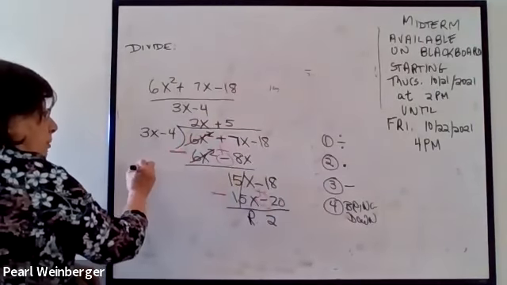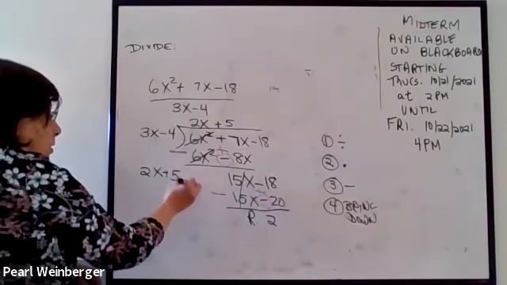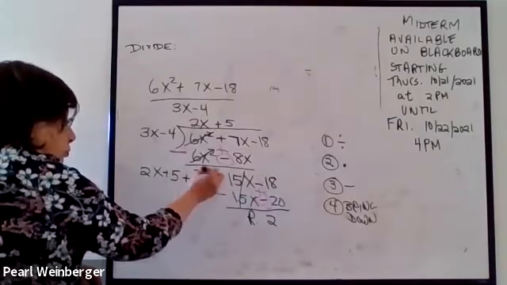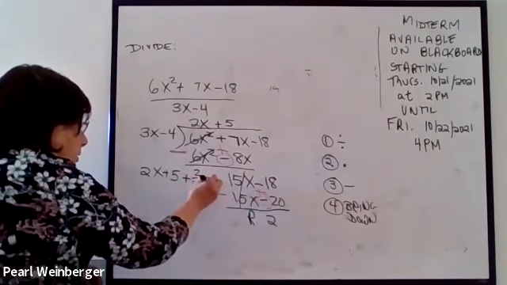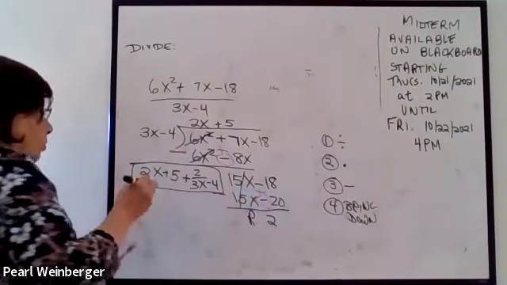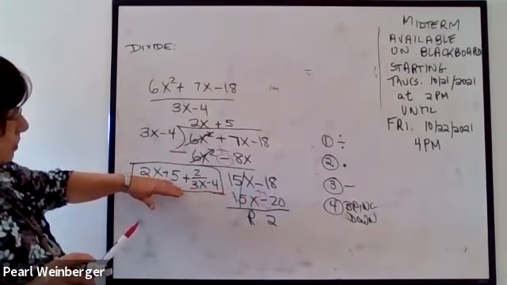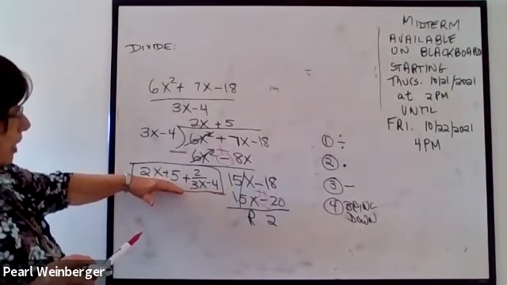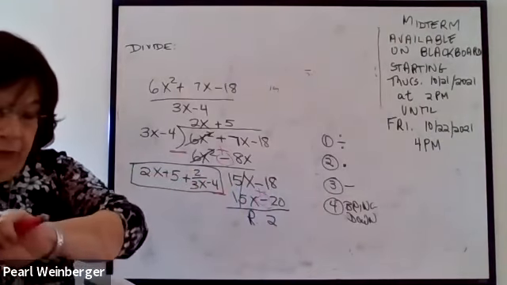So my answer comes out to be 2x plus 5 plus the 2 over the 3x minus 4. Or, alternatively, you could say the quotient is 2x plus 5 and the remainder is 2. Okay, I'm going to stop right here.